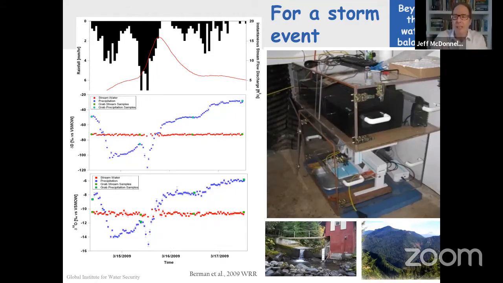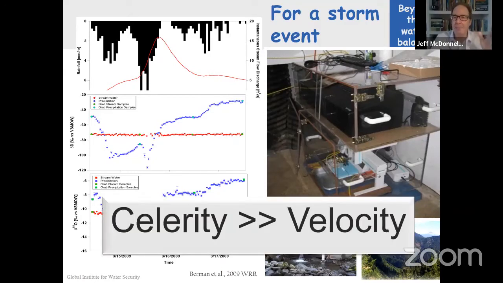How does this information change the way you view your numerical rainfall runoff model? It's saying something quite profound. You're driving your model with rainfall, but there's no rainfall making up the stream flow on the event timescale. It's rain that fell days, weeks, months, years beforehand. So celerity much greater than velocity.